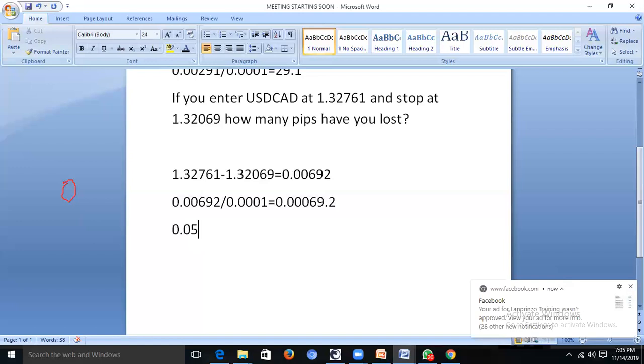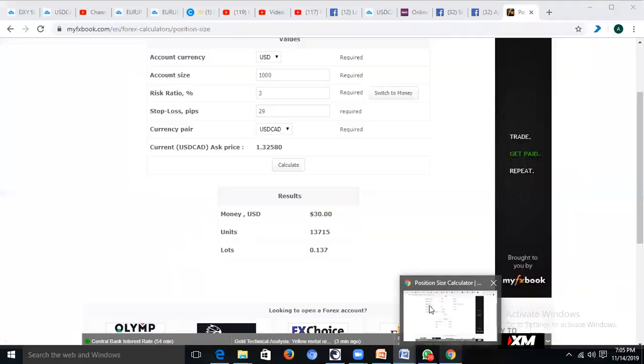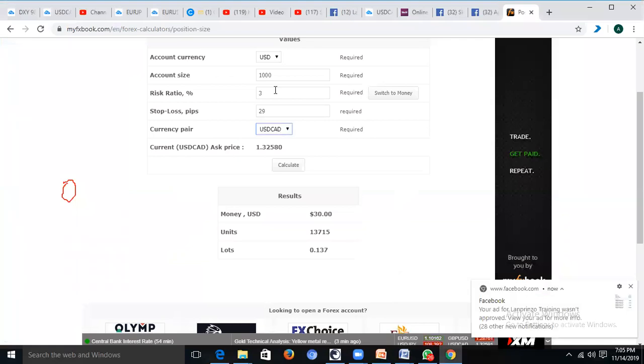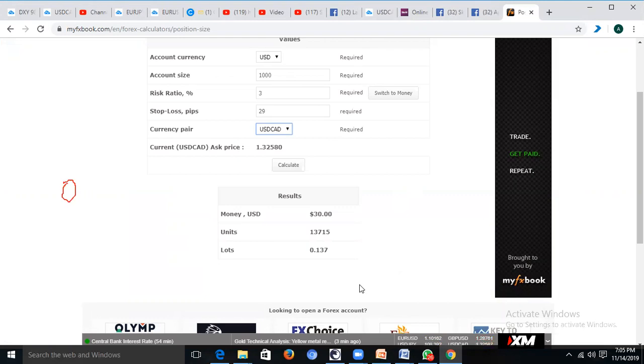So in case the trade goes against you, you still have plenty of money to trade with. You still have $970 to trade with. Even if you lose 10 times, which is not possible, there's no way you can take 10 trades all straight loss. This money is still there.